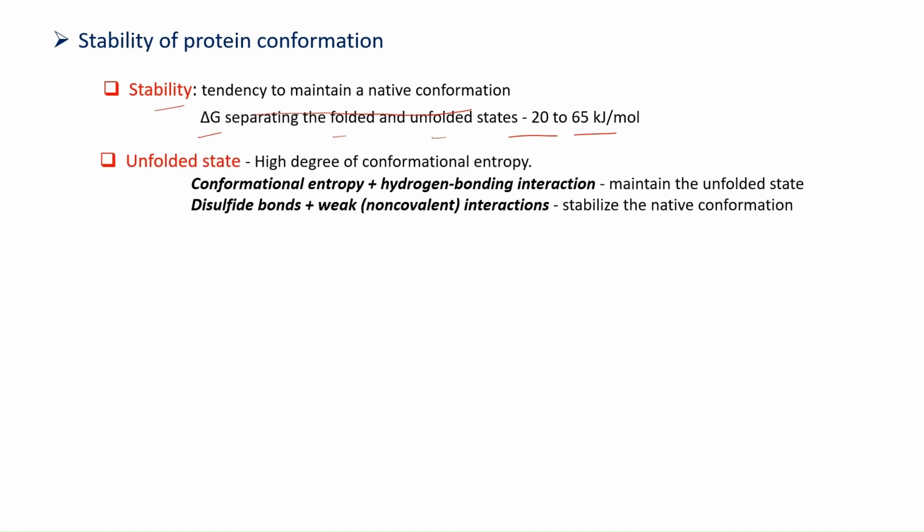Now, the unfolded state will have high entropy. So whenever there is high entropy with hydrogen bonding interaction, that combination favors the unfolded state. What favors native conformation, or the folded and functional state? The disulfide bond and the non-covalent interactions.